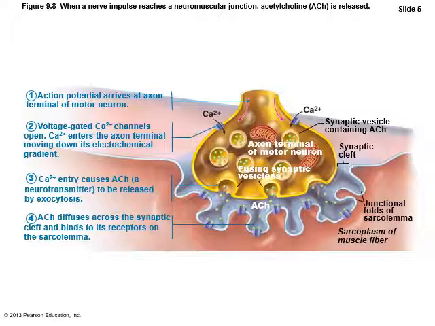Now this is what happens when a muscle cell is actually going to be stimulated to contract. This is an axon terminal of a nerve fiber. And when a nerve fiber is stimulated, an action potential goes down the axon of that neuron to the end, or what they call the axon terminal. In the axon terminal, there are little vesicles that are filled with neurotransmitters. In this case, the neurotransmitter is called acetylcholine.